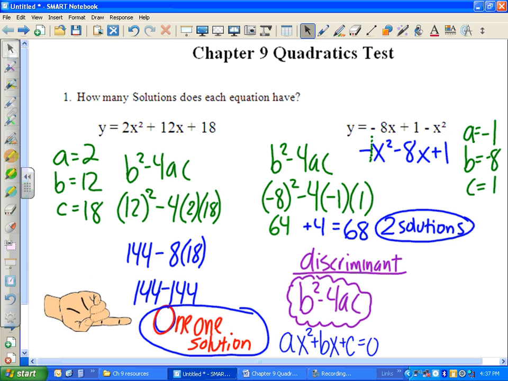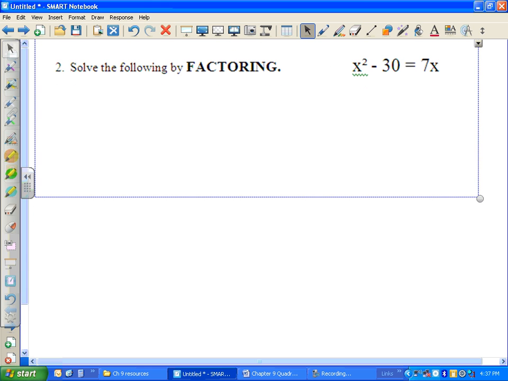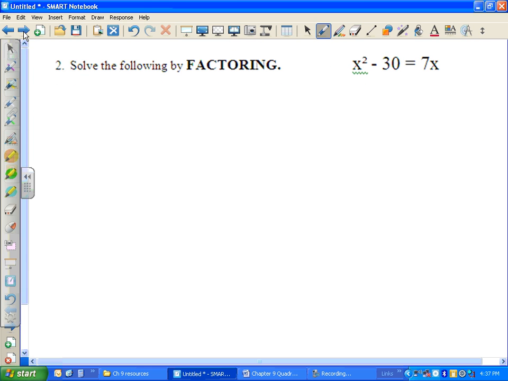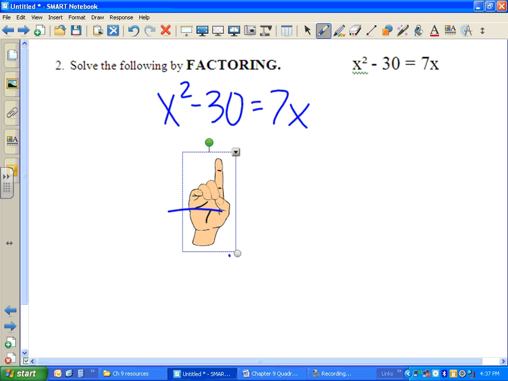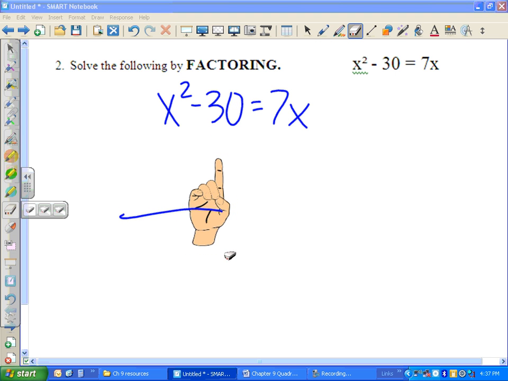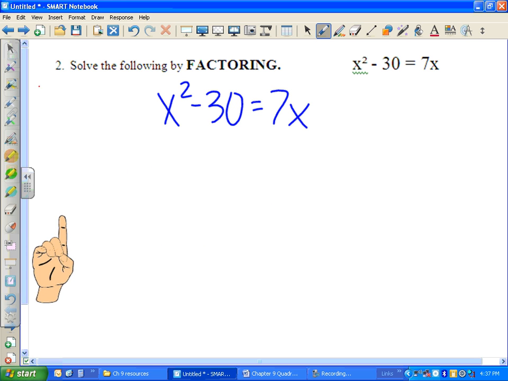That's it for the first one. Next one. I'm going to try and go a little faster. I'm sorry here, guys. Solve by factoring. Okay, so let me rewrite it over here. Okay. So now we have this problem here, and I want you to solve by factoring. And when I say factoring, I mean you're going to use the x box for this, okay, to do the factors.